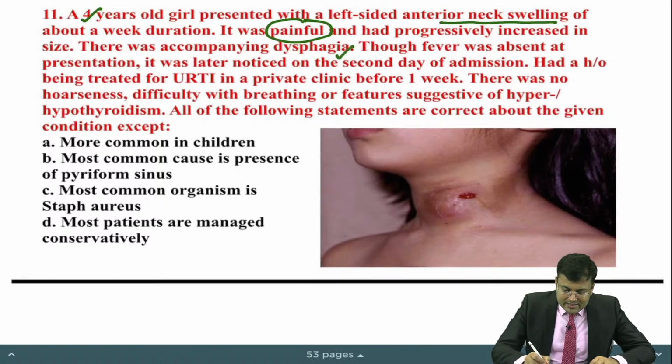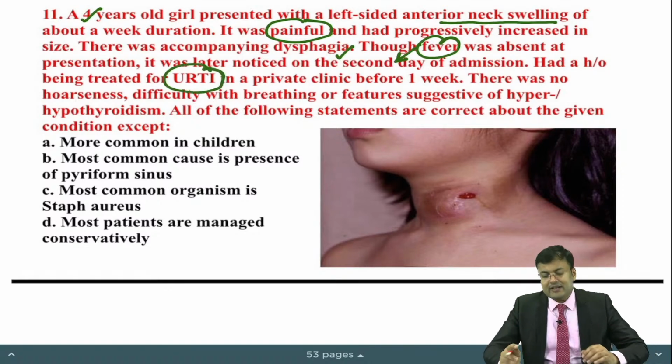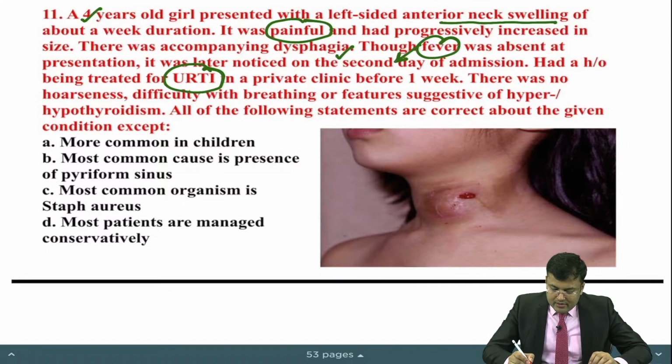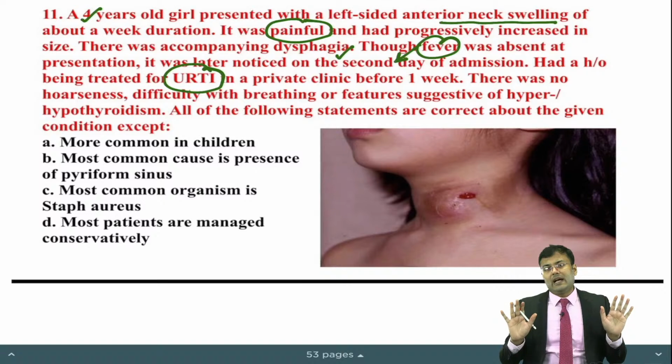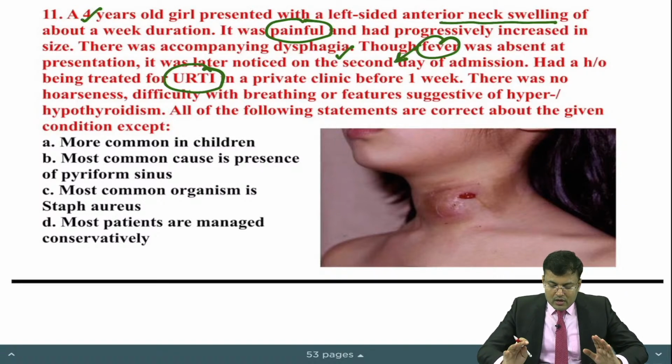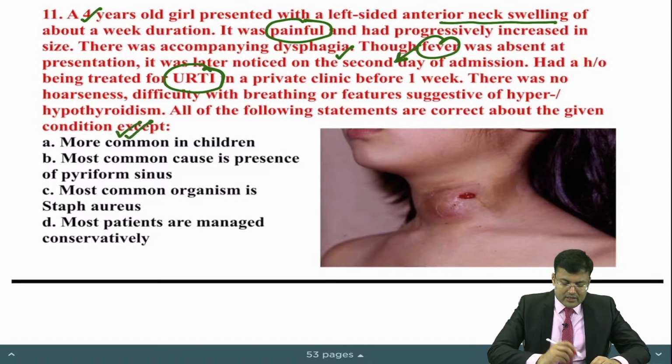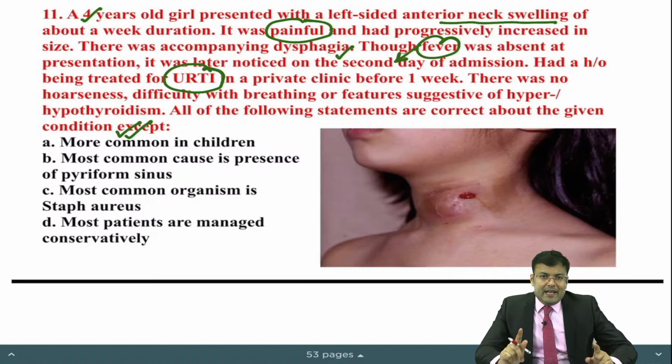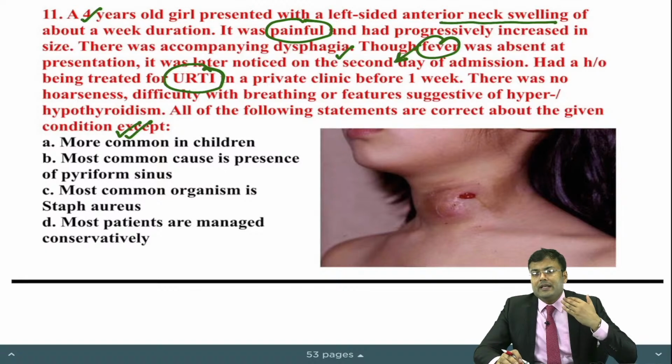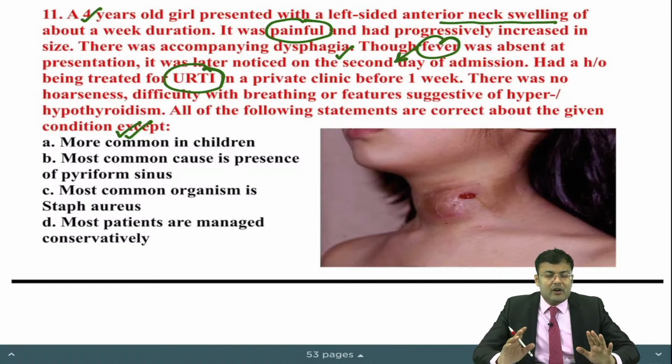Fever was absent at presentation, but on the second day there was fever. So, fever was there on second day. History of being treated for upper respiratory tract infection. So, there was history of upper respiratory tract infection. No hoarseness, no difficulty in breathing, are features suggestive of hypo or hyperthyroidism, means patient is euthyroid. All of the following statements are correct about the given condition except, can you see? Young female, age 4 years, means a female child, there is pain, there is fever, there is history of upper respiratory tract infection. So, what is the diagnosis?